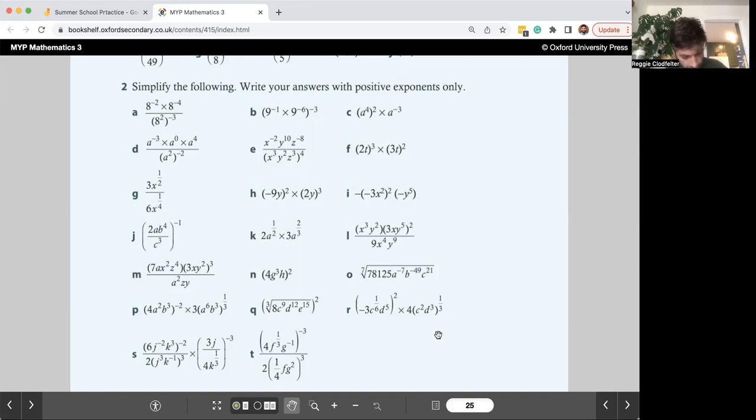So 2O is going to be the 7 root of 78,125 times a to the negative 7th, b to the negative 49th, c to the 21st. Okay.